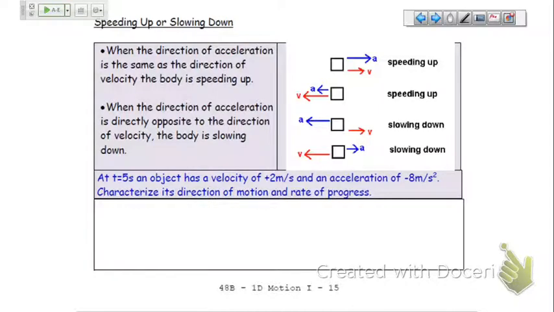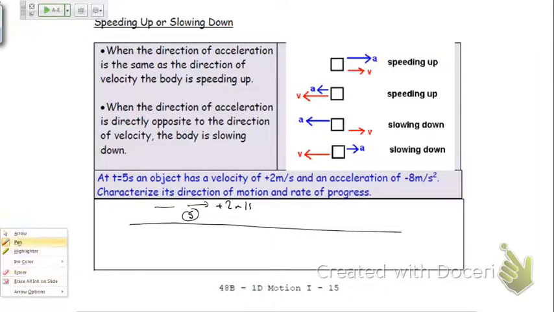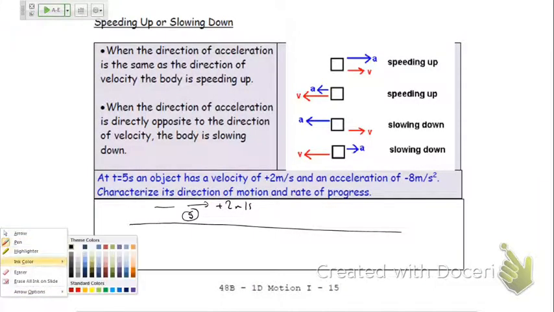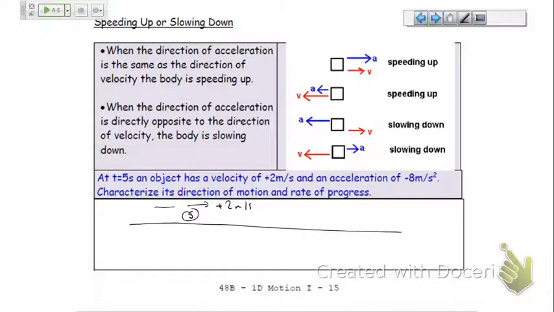Here's a question. At t equals 5 seconds, an object has a velocity of plus 2 meters per second and an acceleration of minus 8 meters per second squared. This is where, frankly, it's a bit of a pain for me. But for you, if you've got one of those pens that clicks, you can never get your velocity and your acceleration confused because you have them in different colors.